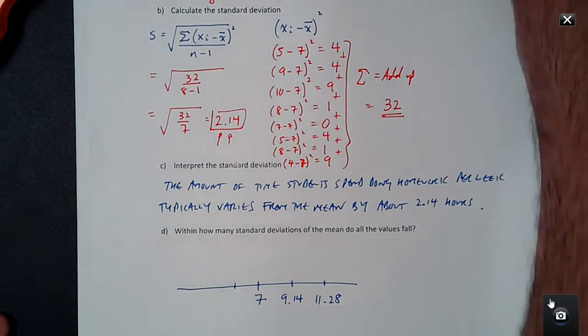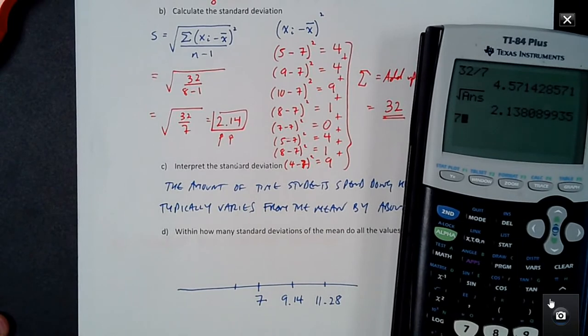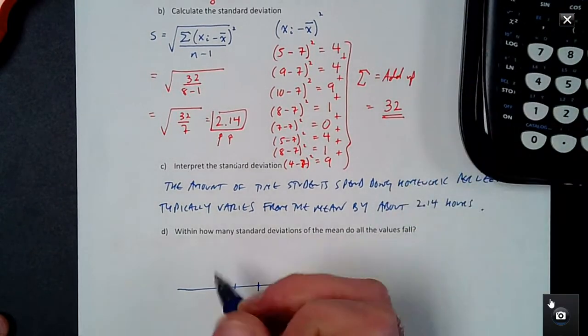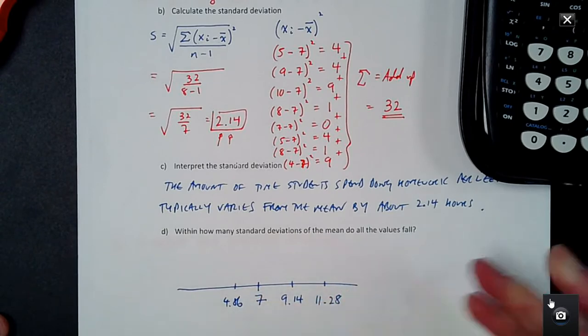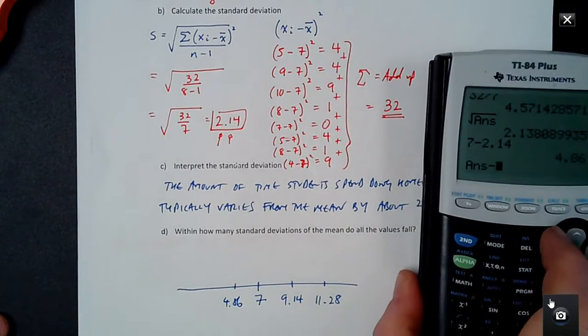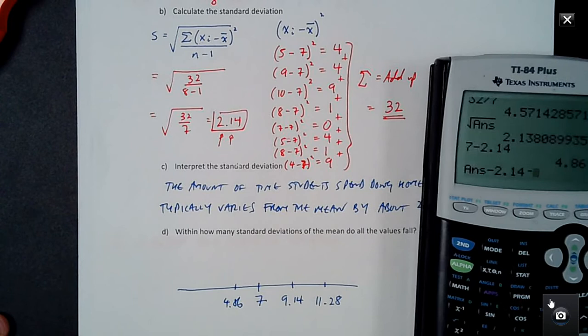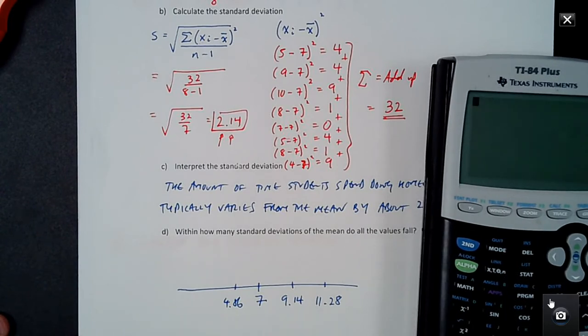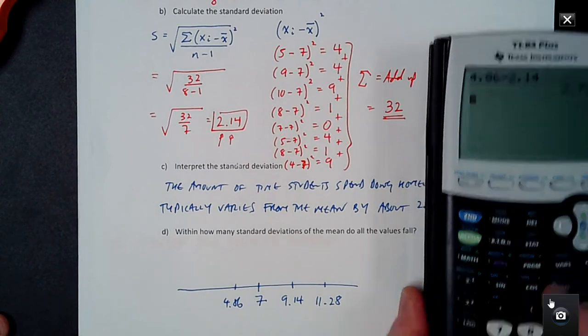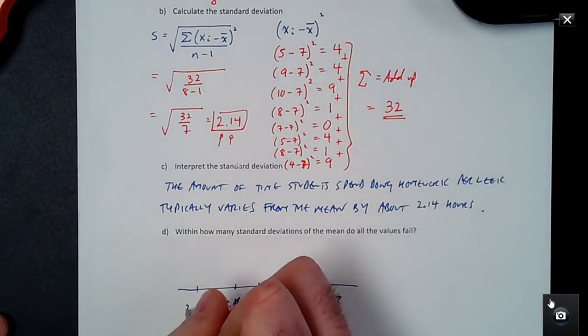Now I'm also going to subtract it. So 7 minus 2.14, that will give me 4.86. Then I'm going to minus 2.14 again. Try that one more time. 4.86 minus 2.14, that gives me 2.72.